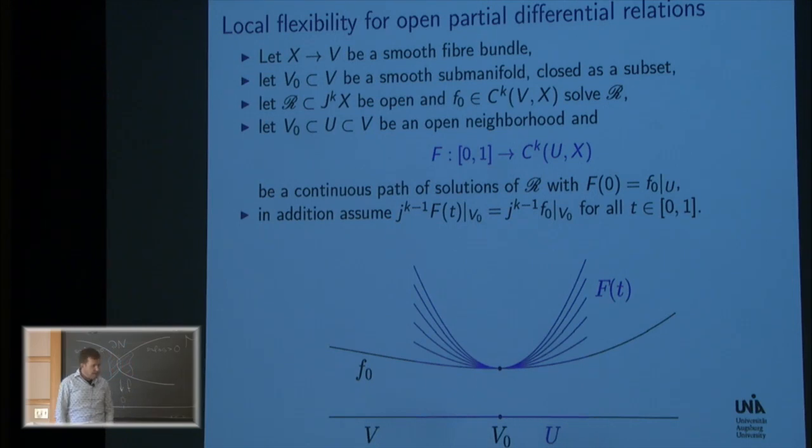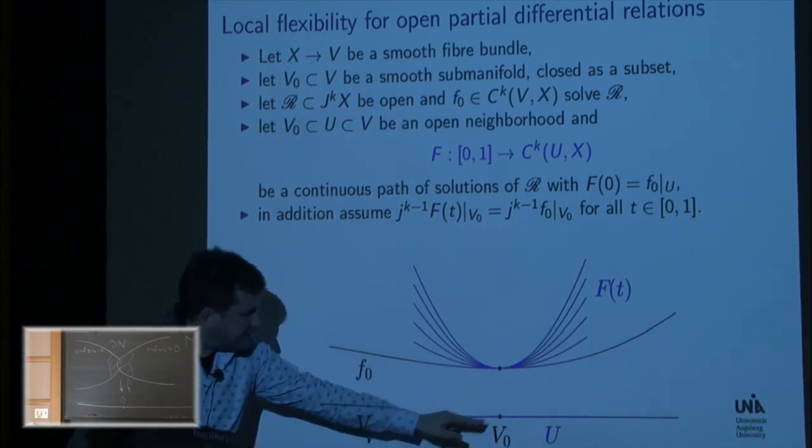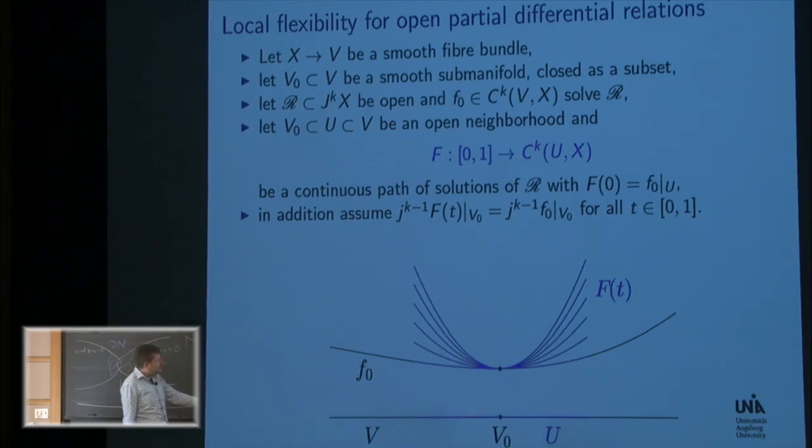And now there is an interesting statement which appears in Gromov's book on partial differential relations. He calls it the weak flexibility lemma. We call it the local flexibility lemma. I think it's a little bit more appropriate. And it says the following. We start with some smooth fiber bundle. It's a very general statement. We take a smooth submanifold V0 in V, which has to be closed as a subset. So here it's just a schematic picture. We have V, it's the reals, and V0 is this closed submanifold, which is in this case just a point.